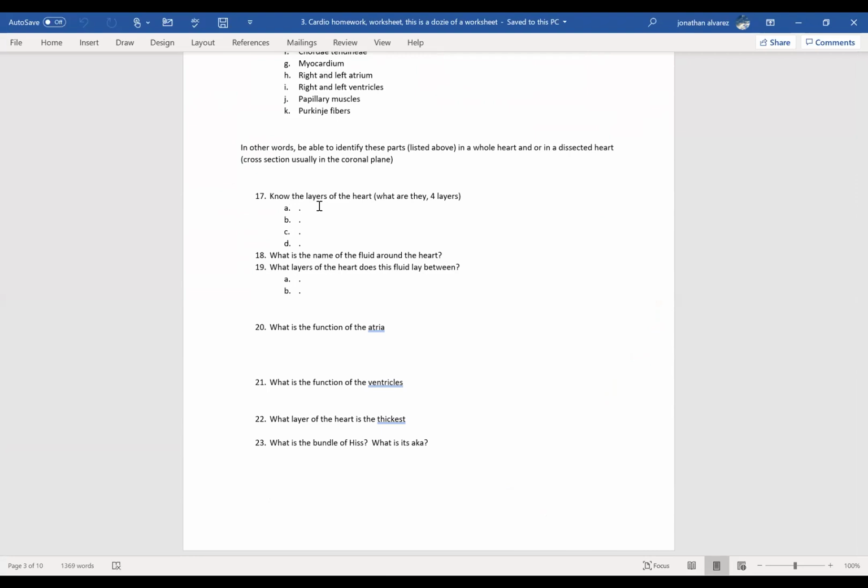Let's see. Layers of the heart, starting with the outside most, you have the pericardium, and then the epicardium, and then the myocardium, and then the endocardium.